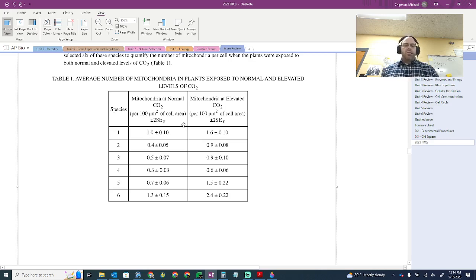So you'll label species 1, 2, 3, 4, 5, 6 along the x-axis, and the y-axis is going to be number of mitochondria per 100 micrometer squared cell area. Just make sure you label that appropriately. You're also going to have to provide some sort of legend so that they understand that you have a normal bar and an elevated CO2 bar. And correctly label your error bars and such. I would start the graph at 0 on the y-axis and then move up to 3 and appropriately space out my spaces, and definitely leave some space at the top so that you can put your top error bars.